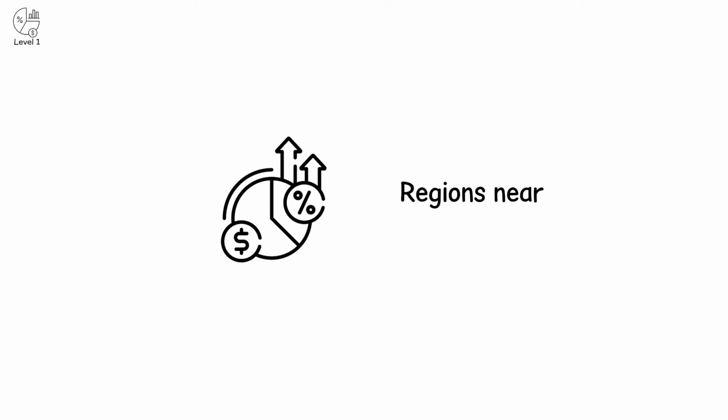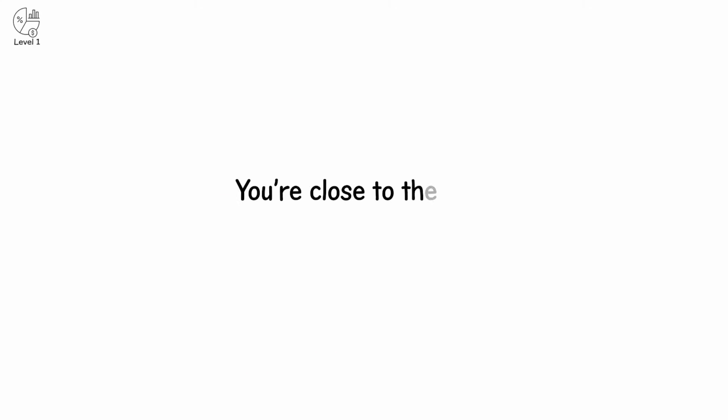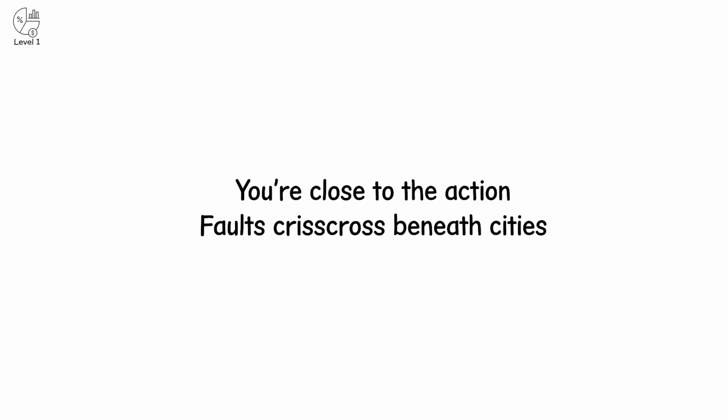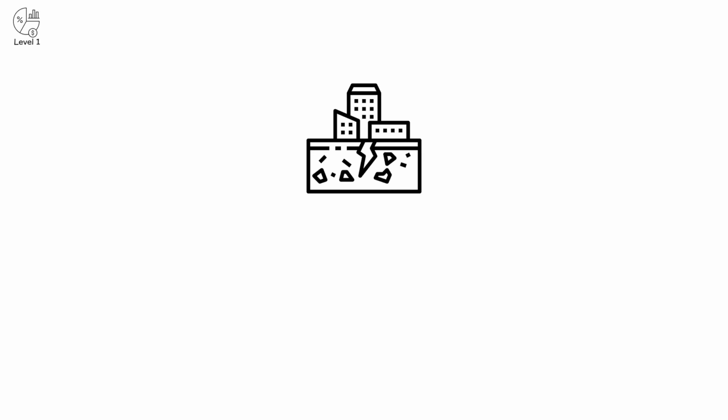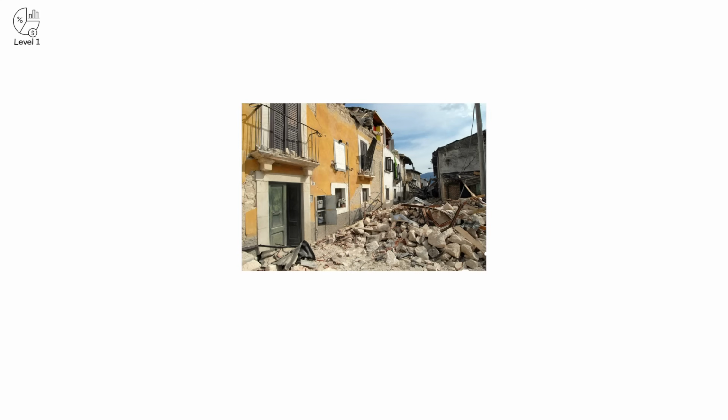Level 1. Now we move to the margins. Regions near, but not on, active tectonic edges. You're in southern Spain, or maybe eastern Turkey. You're close to the action. Faults crisscross beneath cities. Most tremors stay below magnitude 5, harmless, even unnoticed. But when conditions align, when shallow quakes rupture near urban centers, destruction can be sudden. Think Izmir in 2020, or L'Aquila in 2009. Magnitude mid-6 quakes, dozens dead.